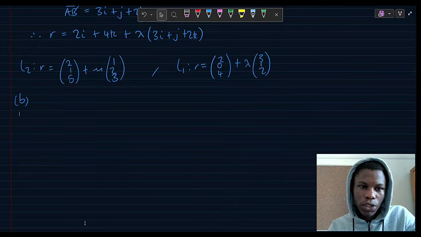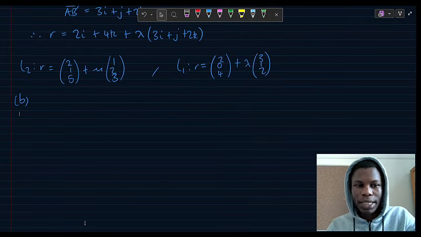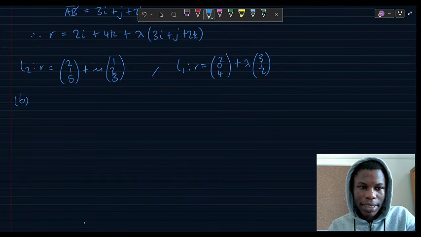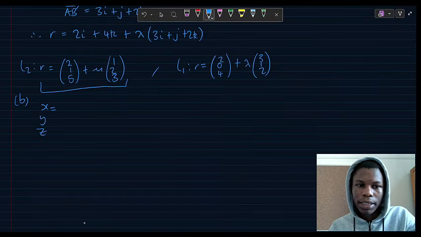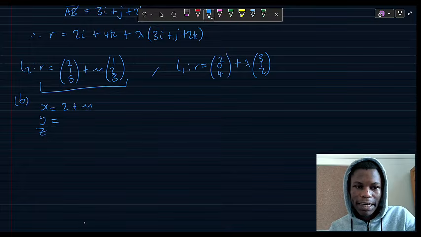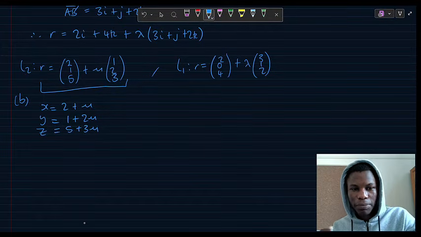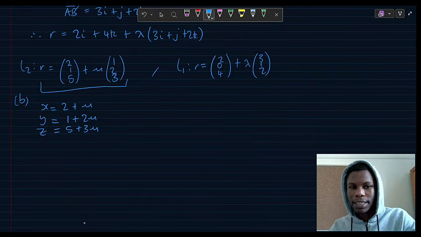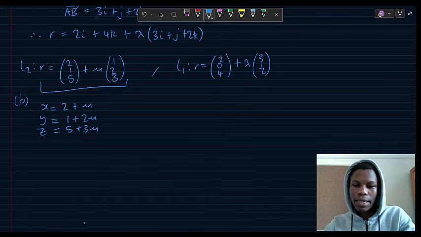So the first thing that we want to do is to write the parametric equations. What that means is that I can break this line down into the x, y, and z components. If I want the x component, it's going to be 2 plus mu times 1. If I want the y component, it's going to be 1 plus mu times 2, so 1 plus 2 mu. If I want the z component, it's going to be 5 plus mu times 3, so 5 plus 3 mu. This is called the parametric form, or the parametric equations of this line. It's another way of expressing the equation of a line.